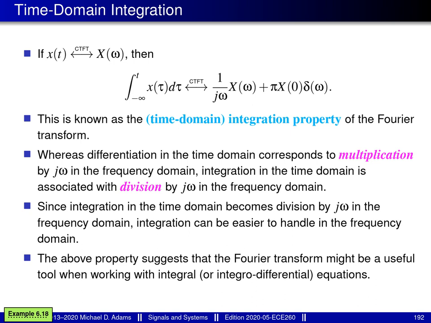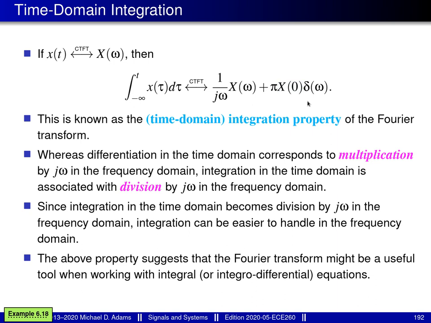The next property of the Fourier transform that I need to introduce is the integration or time domain integration property. And what this property says is the following. If we have a function little x with the Fourier transform big X, then the effect that integrating little x has on the Fourier transform is that first of all the Fourier transform gets divided by j omega, and in addition we get this extra additive term here which involves the Fourier transform evaluated at 0.